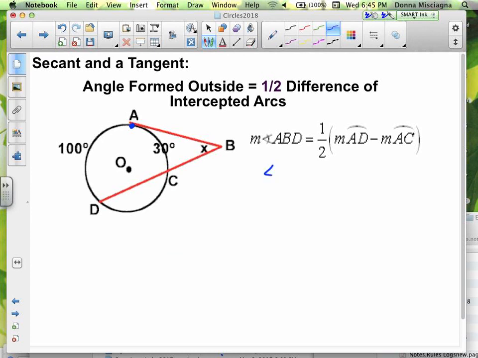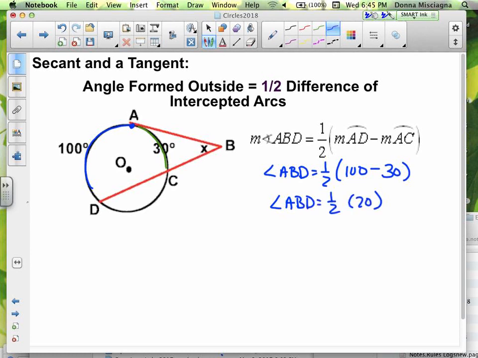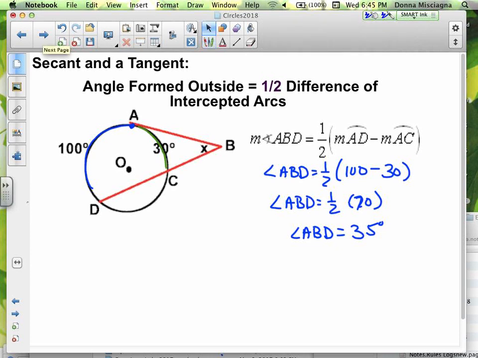So our angle here, ABD, is going to be half of AD, which is this arc over here, minus that arc over there. So angle ABD is 1/2 of 70, or 35 degrees. All right? So all of these really are solved the exact same way. It's just sometimes we could be asked to do a little bit more because we can figure out a little bit more when the arcs intersect.